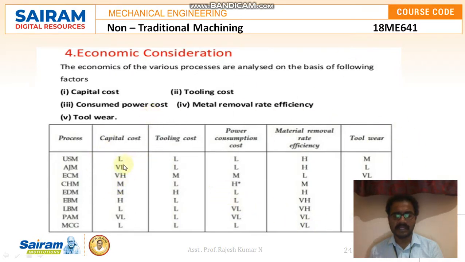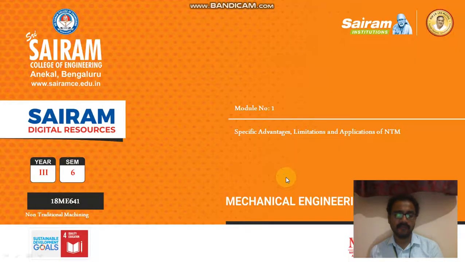We are not discussing it in detail because you cannot remember this while discussing each and every topic individually, where we can discuss the capital cost, tooling cost, power consumption, metal removal rate efficiency, and tool wear. For example, randomly, if I want to check for electrical discharge machining, the capital investment is medium, the tool cost is high, the power consumption is low, the metal removal rate efficiency is high, and the tool wear is high. So based on that, we will be discussing.